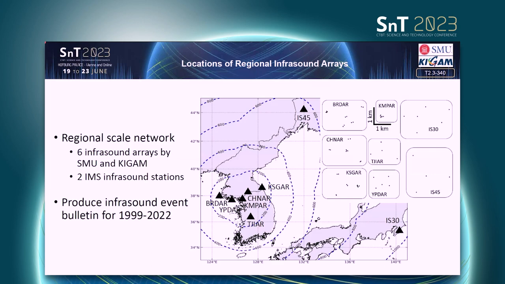Using this multiple array data, we are focusing on infrasound detections and locations for producing automatic bulletins for infrasound sources. Using these bulletins, we can quantify the detection source distribution in time and space. We can also document the atmospheric nature as well as repeated sources. Some particular events can be reviewed in detail for our interest. So we are going to take a look at some interesting events. I will show some infrasound event bulletins for 1999 to 2022 here.